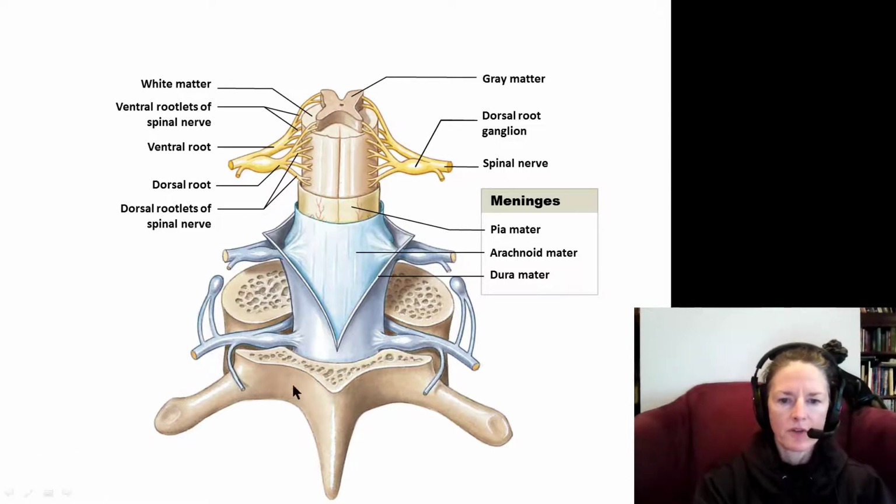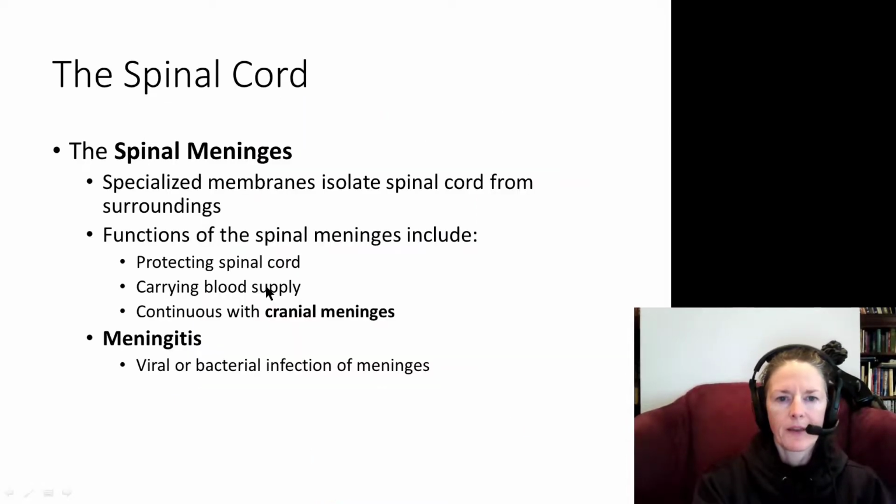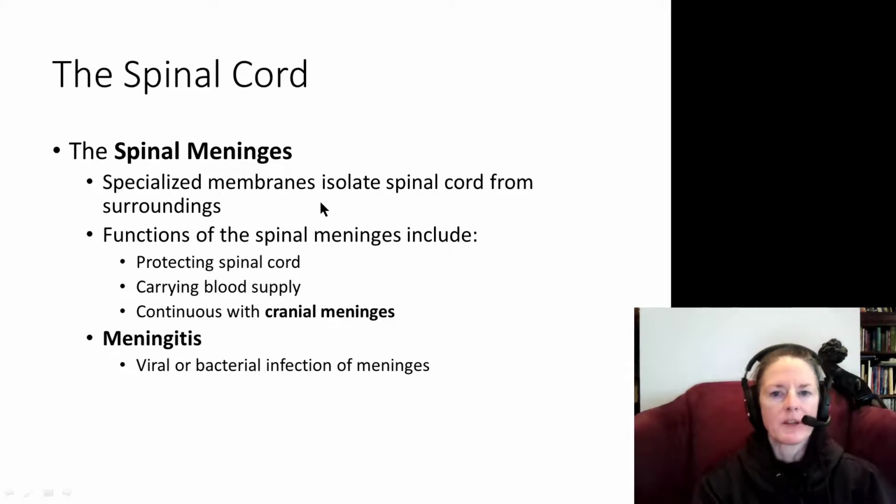And just to orient you, this is the posterior part of the spinal or vertebral column as well. So we have our spinous process, we have our transverse processes here, and in front of the spinal cord, we're going to have our vertebral body.